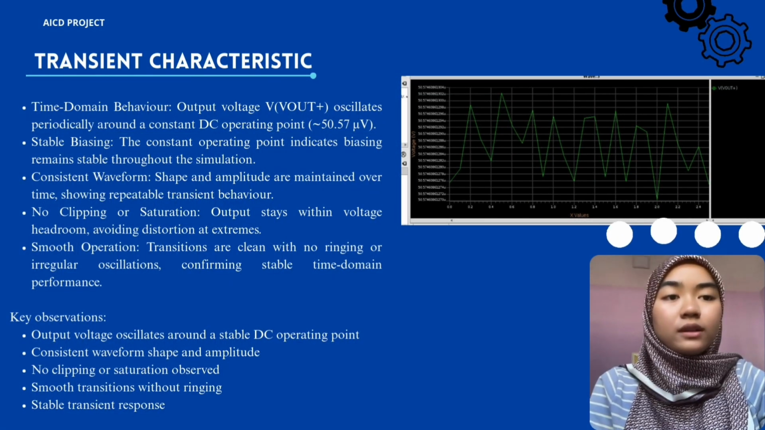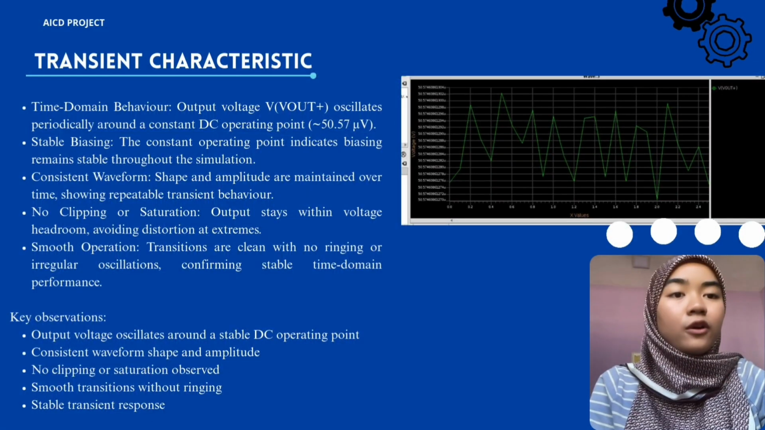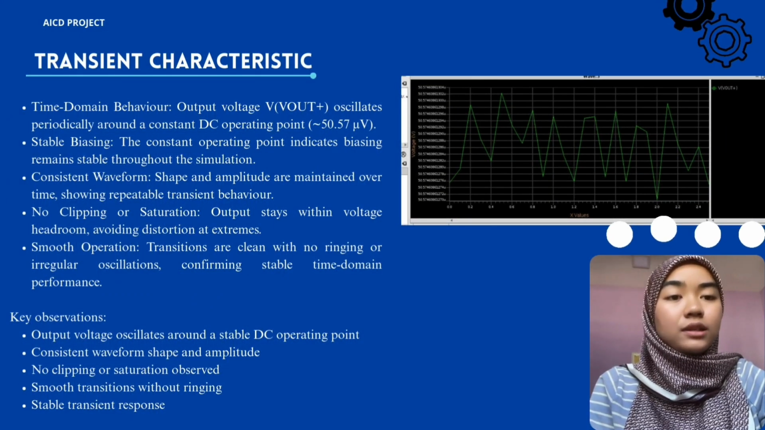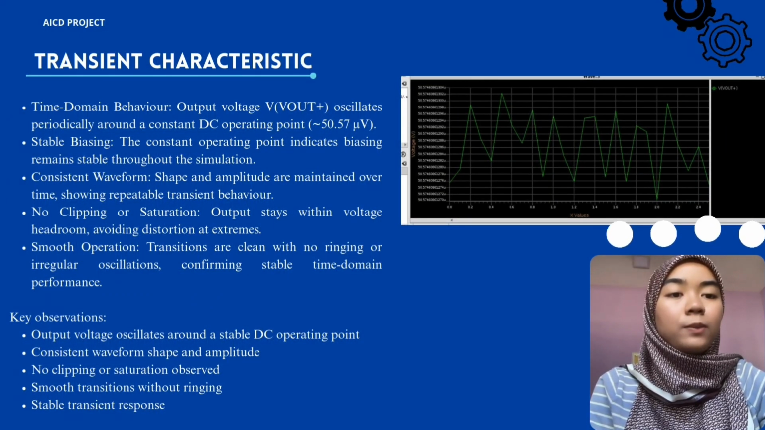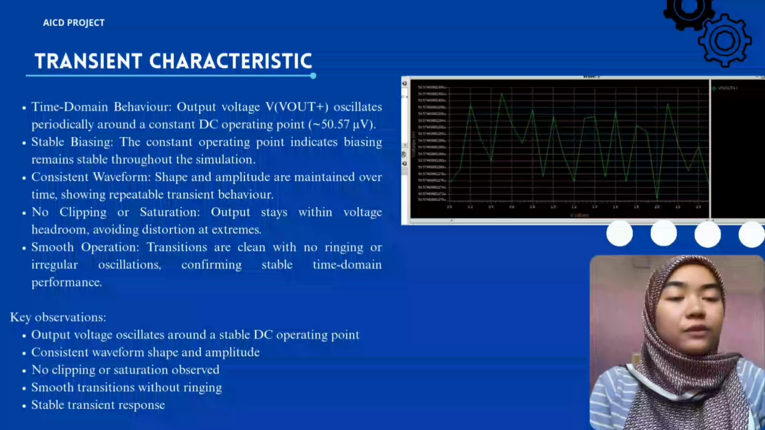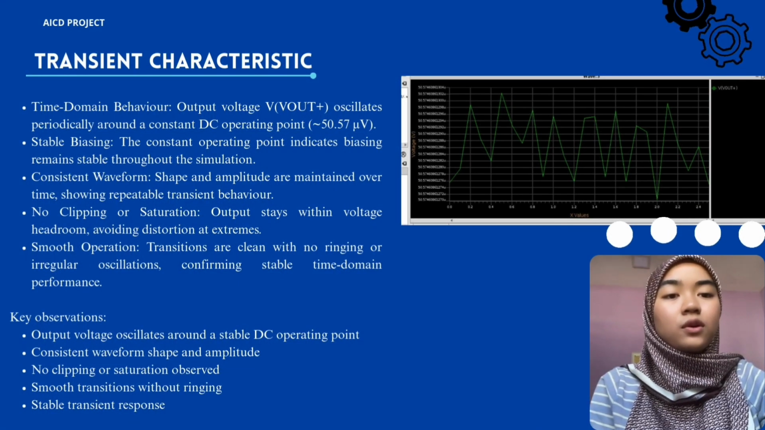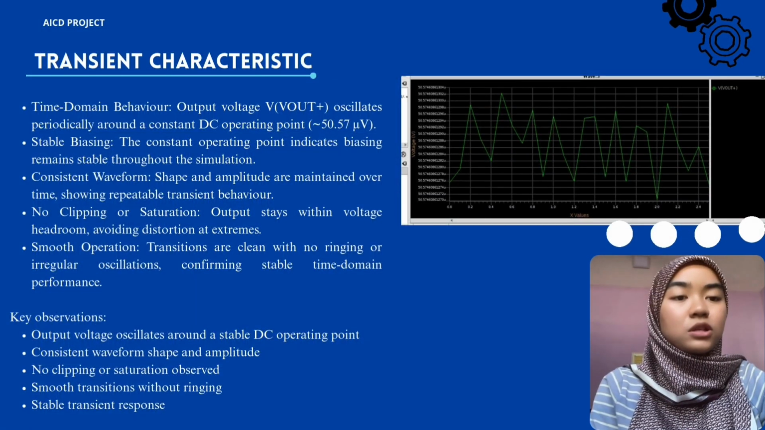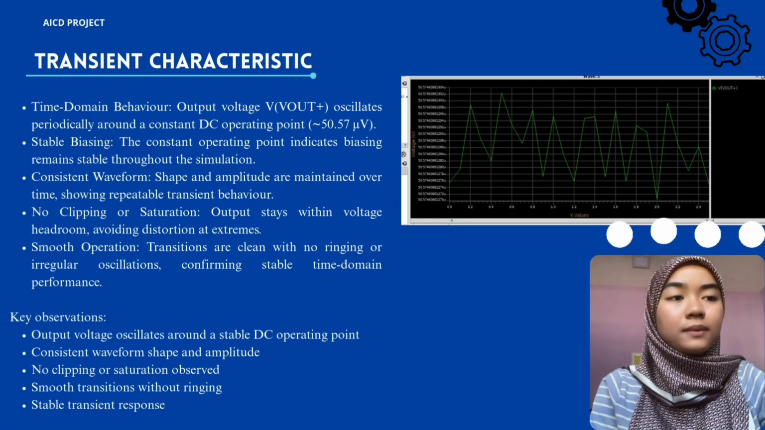No clipping or flattening is observed at the peak or valley, confirming that the output remains within the allowable voltage headroom and that none of the transistors are driven into saturation or cut off. In addition, the transitions between peaks are smooth without abrupt change or delay. This indicates that the circuit responds reliably to time-varying conditions. Finally, the absence of ringing, overshoot, or irregular oscillation confirms that the amplifier exhibits stable transient operation and does not show underdamped or unstable behavior in the time domain.